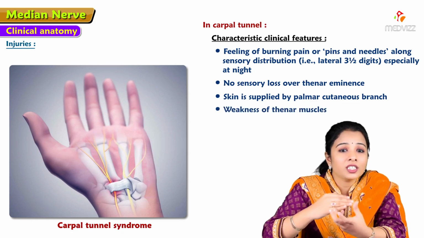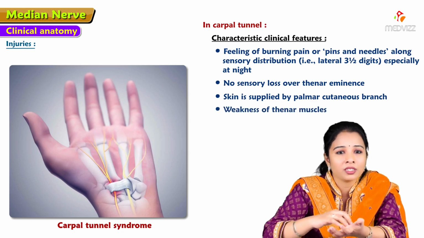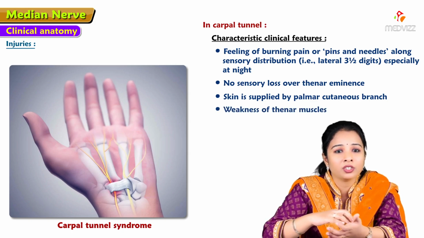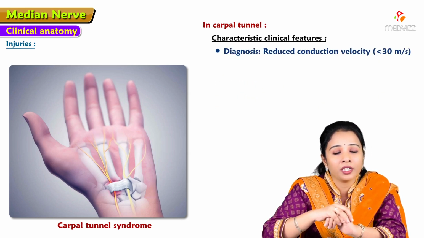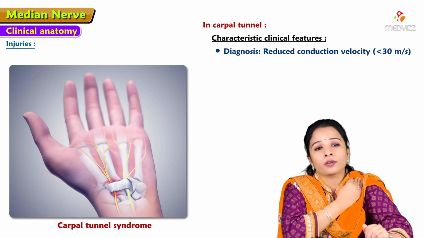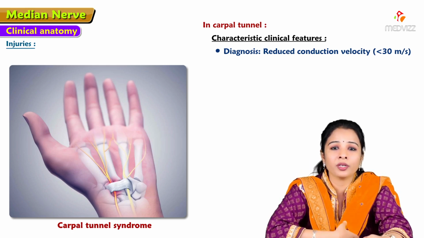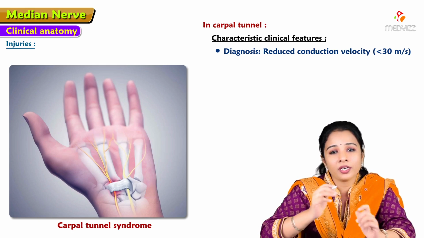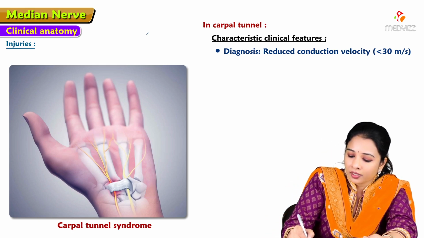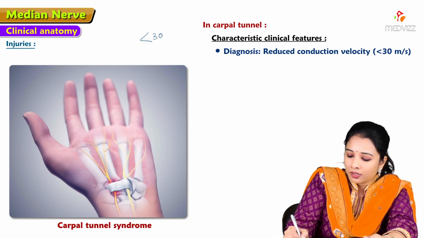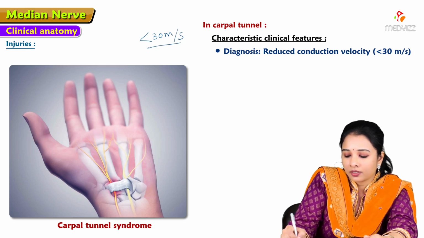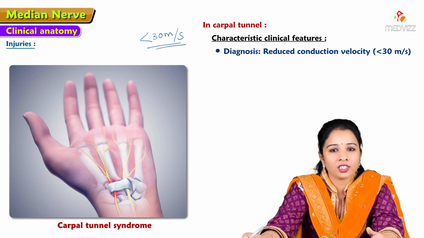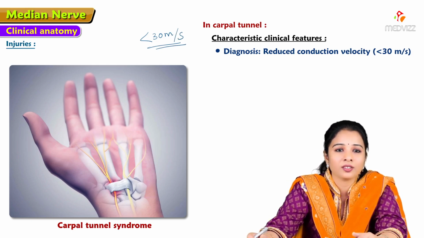Then weakness of the thenar muscles, because the thenar muscles are affected here, there will be weakness of thenar muscles and reduced conduction velocity of the median nerve. So if you do a conduction velocity test of the median nerve, there will be reduced conduction velocity, where the velocity will be less than 30 meters per second if you do a nerve conduction test, which is a diagnostic test.